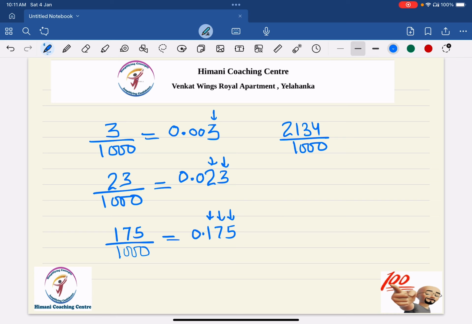Now 175 by 1000, write 175, count 1, 2, 3, put a decimal. So 0.175. Here also write the numerator 2, 1, 3, 4. Start from the unit digit 1, 2, 3. 2.134 is the answer. Okay, kids.